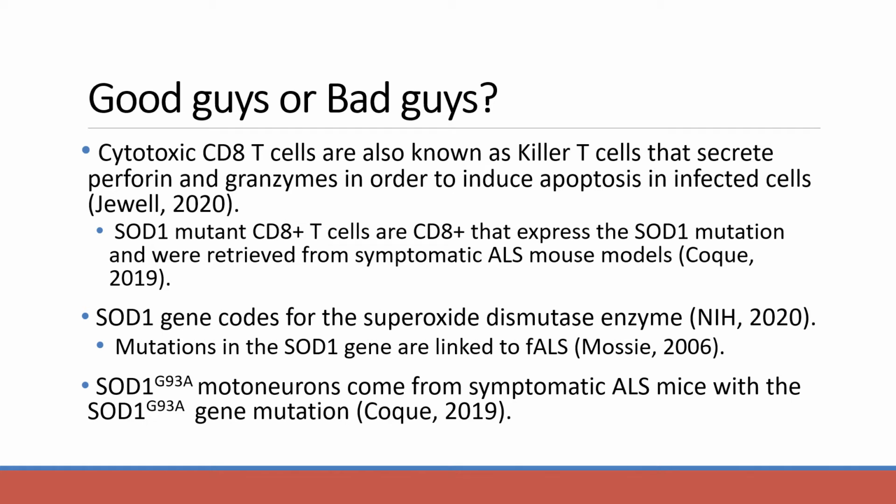SOD1 G93A is the exact mutation that we're going to be referring to. These SOD1 motor neurons come from symptomatic ALS mice that have the gene mutation. It'll be easier to visualize once you see the data.